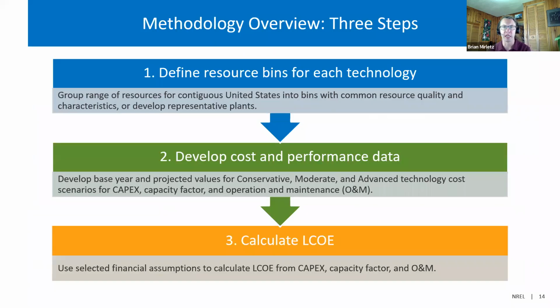The methodology for the ATB includes 3 steps. We define the resource bins for each technology, which groups the range of resources for the contiguous United States into bins with common resource quality and characteristics. That can include wind speed or solar irradiance, or we develop representative plants based on things like carbon capture rate or type of geothermal system. We then use those bins to develop cost and performance data, which develops the base year and projected values across 3 scenarios for the metrics included in the dataset, and then use those to calculate LCOE along with some financial assumptions.